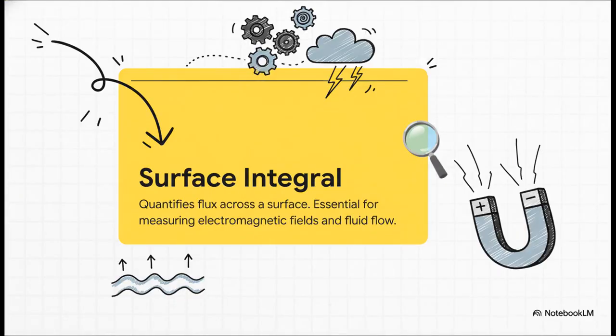Then there's a surface integral, which sums up a quantity over a whole two-dimensional surface. This is absolutely essential for measuring what we call flux, things like the total amount of sunlight hitting a solar panel or the volume of water flowing through a dam. It's the bedrock of electromagnetism.